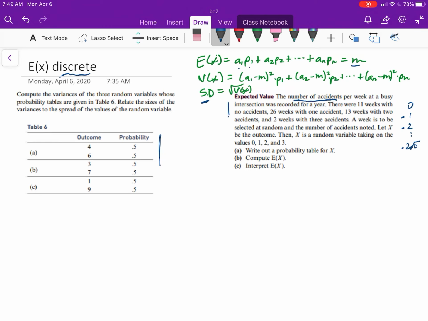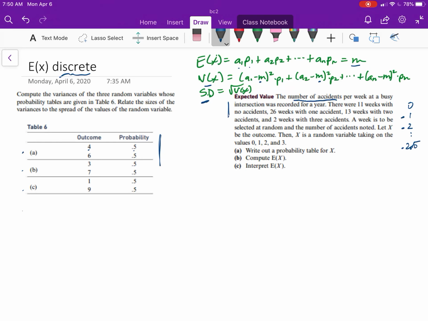Compute the variances of the 3 random variables with those probabilities. They're very quick. We have 3 different scenarios here, A, B, and C. Before we do variance, we have to compute the expected value, because if you look at the variance formula, it requires that we have these M's. So what the heck are all these A's and P's? Again, different books use different variables. That just stands for each outcome multiplied by its probability.